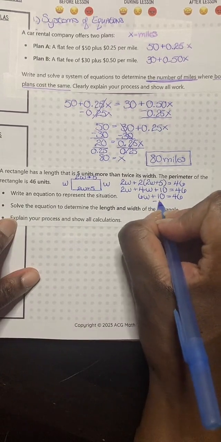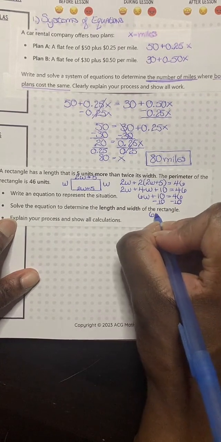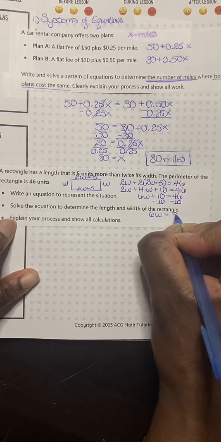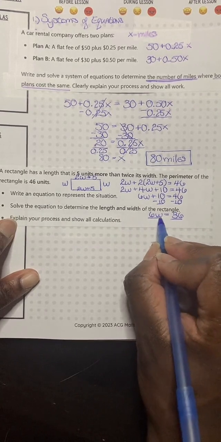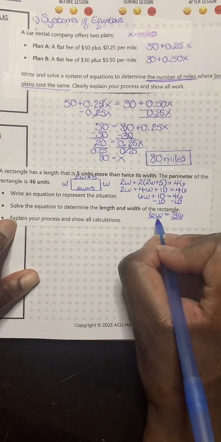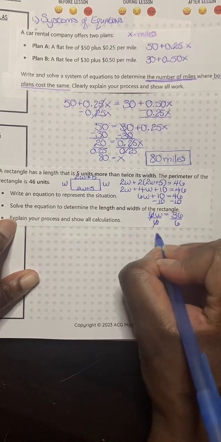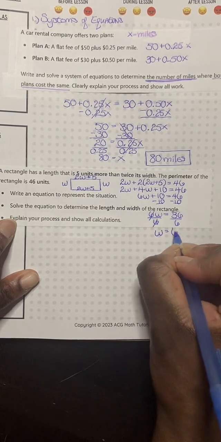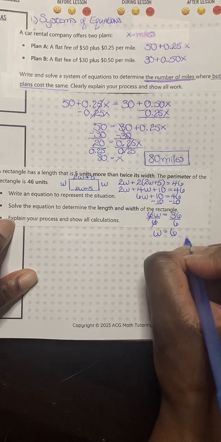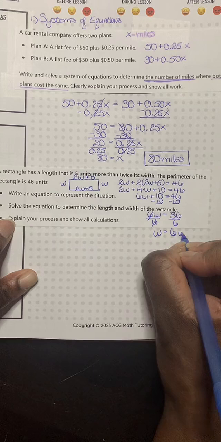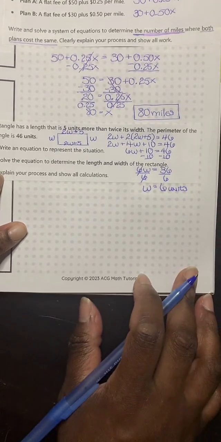So I'm going to subtract 10 on both sides, which will give me 6W is equal to 36. Then we want to divide. 6W is multiplication. The inverse of multiplication is division. So this gives us W equals 6. So this is saying your width is equal to 6 units. We don't know what the units are, so we just usually put 6 units.